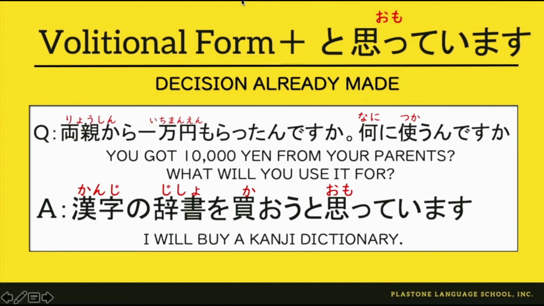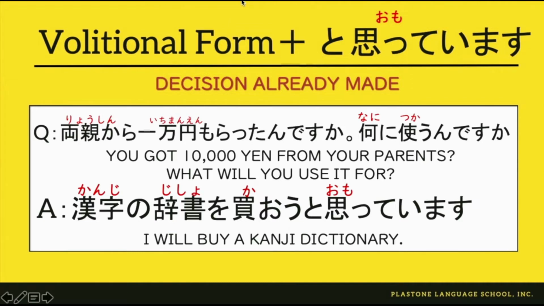Next, we also use volitional form plus to omotte imasu to express decisions that are already made. For example, Ryoshin kara 1万もらったんですか? Nani ni tsukaun desu ka? So, nakatanggap ka ng 10,000 yen from your parents. Anong paggagamitan mo nito? Okay?